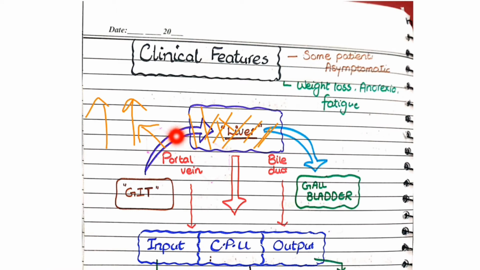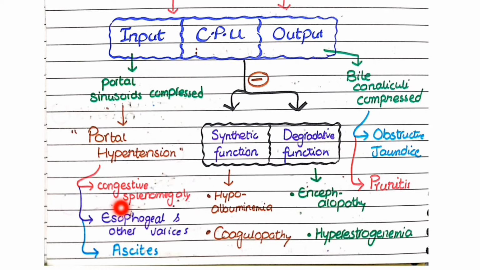Secondly, as the portal pressure is increased, the portosystemic anastomoses present in the GIT get enlarged, and this can result in the formation of esophageal varices. These varices can also be present in other areas, for example in the anal canal, but the most significant are the esophageal varices. These esophageal varices can rupture to cause upper gastrointestinal bleeding.